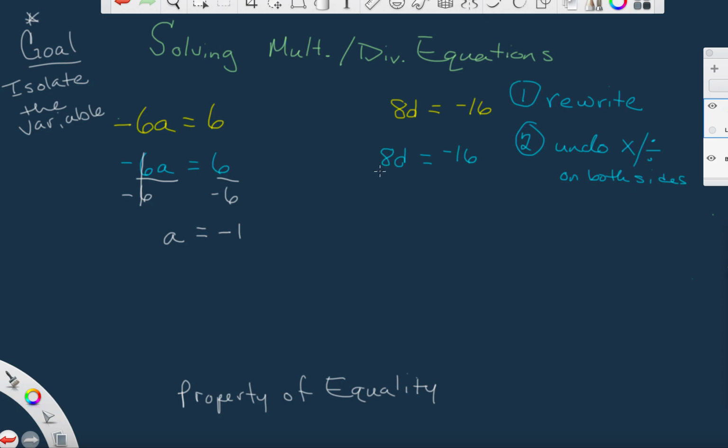And then I'm going to go ahead and divide, because d is being multiplied by 8. So I'm going to divide by 8. Well, if I divide by 8 on this side, I have to divide by 8 on this side because of this property of equality. And this happens to be the division property of equality. In a second, we're going to use the multiplication property of equality. So that becomes just 1d. And then negative 16 divided by 8 is negative 2. All right, so there we go.